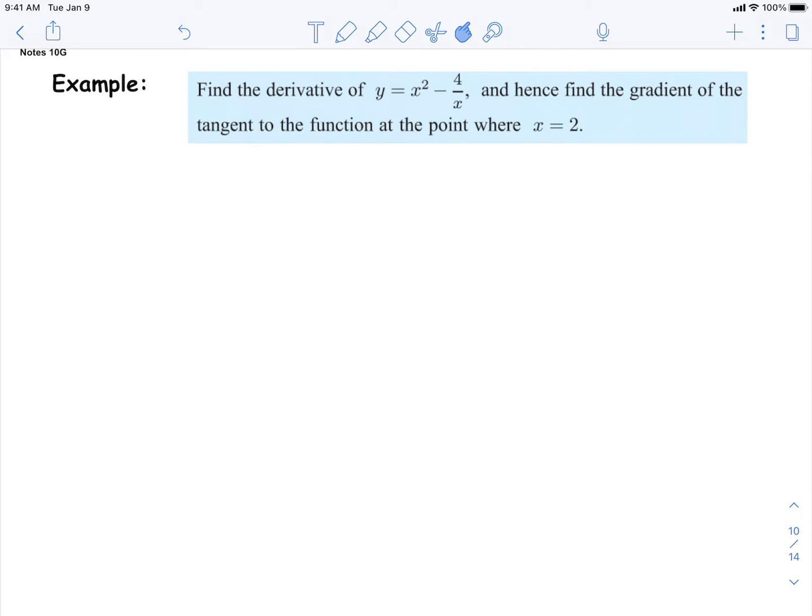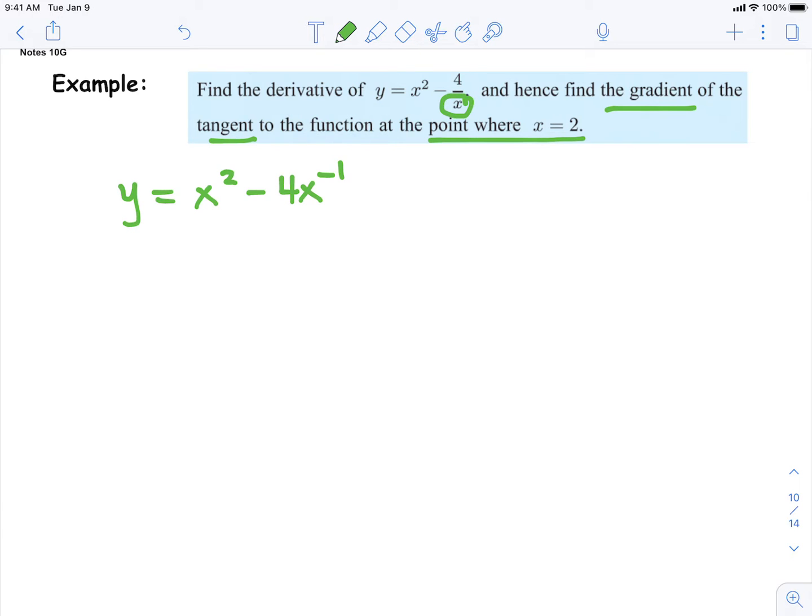All right, here's an example where we want to find the derivative and then find the gradient or the slope of the tangent line using that derivative function at the point x equals 2. So our equation, I'm going to rewrite so I have that x moved up to x to the negative 1 power.